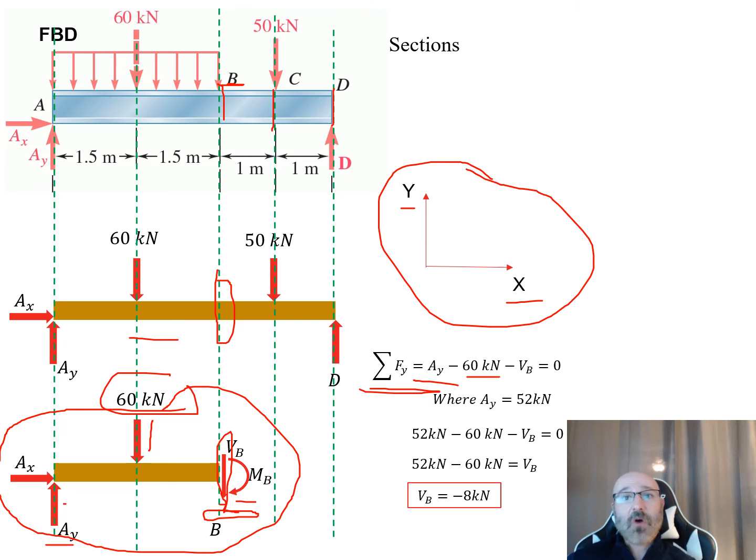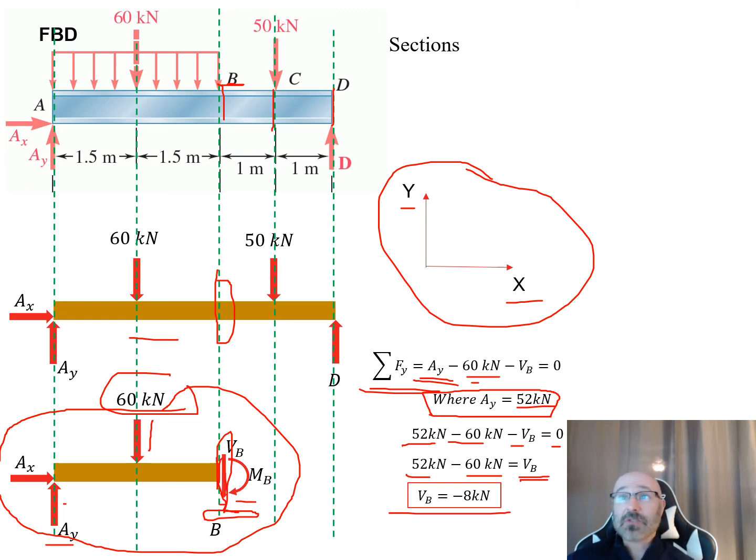We've already solved previously in this problem for A sub y, and when we solved this as a whole it was 52 kilonewtons. So we can plug that back in: 52 kilonewtons minus 60 kilonewtons minus V sub b is equal to 0. We can rearrange and solve for V sub b, our only unknown, the shear at B. 52 kilonewtons minus 60 kilonewtons gives us a V sub b acting down in the negative y direction of negative 8 kilonewtons. That gives us our shear at B, which is going to help us with our shear diagram.